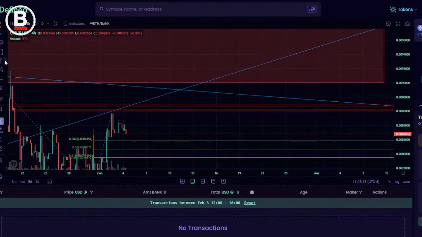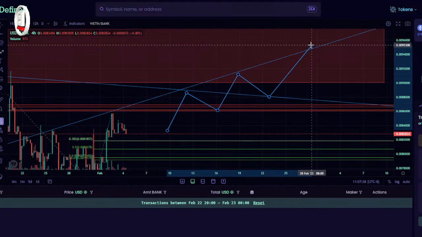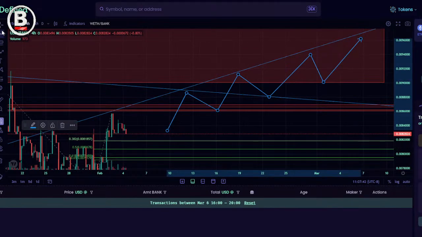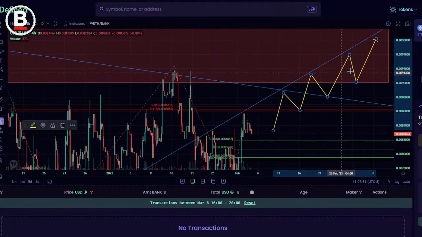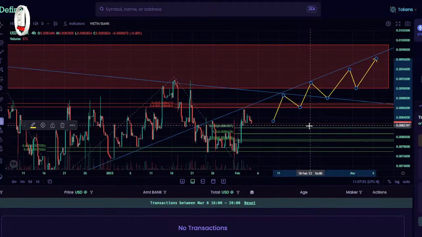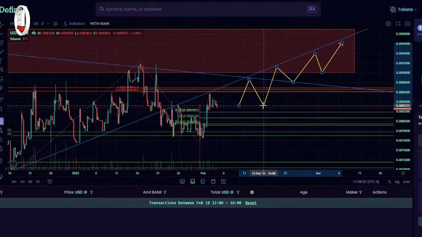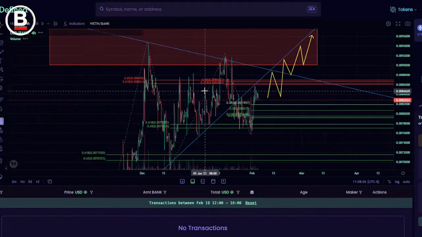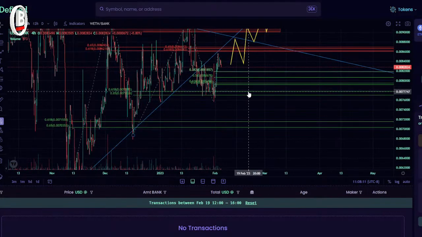So seeing price action get over here wouldn't be a terrible thing. That would be kind of the best we could hope for. Obviously, we can just range sideways and under this blue trend line for quite a while, and still maintain our higher lows.